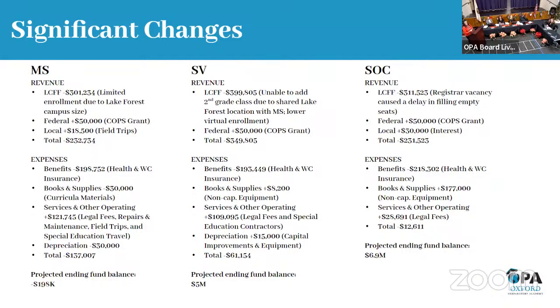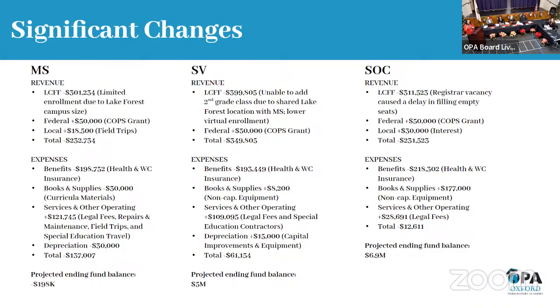For SV, we are adding an additional $15,000 in depreciation, due to increased capital improvements and equipment for the campus to get it up and going as we transition the school from a K-8 to a K-5 school. And for SOC, we left depreciation alone. So all in all, for middle school under expenses, there were savings of $137,000. For SV, there were savings of $61,000, and SOC had savings of just under $13,000.